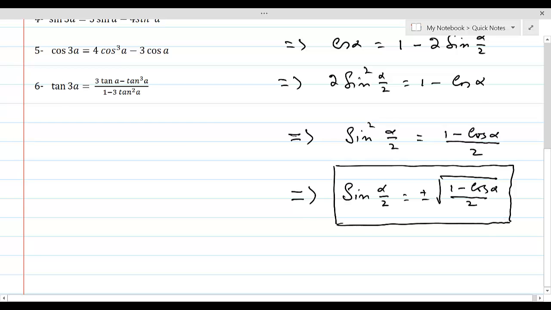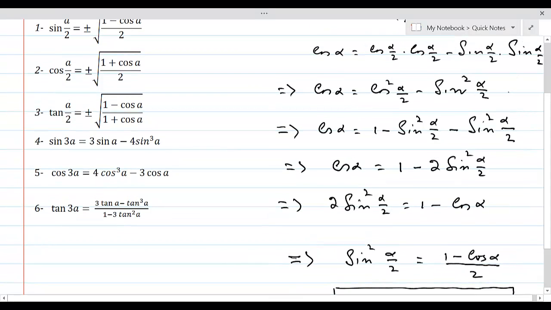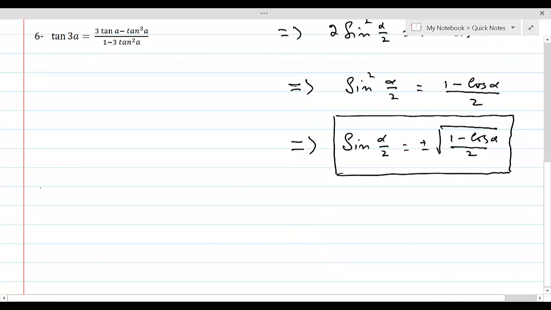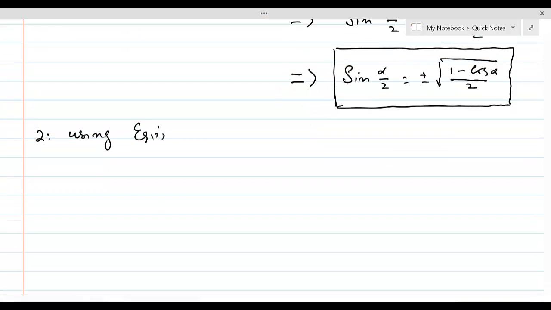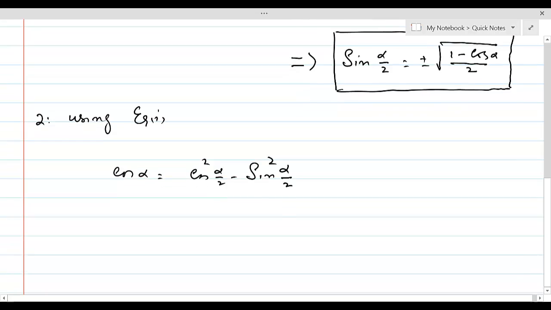Now we will derive the half-angle trigonometric identity for cos using equation number 1, where we proved that cos α is equal to cos²(α/2) minus sin²(α/2). This time we want to derive the half-angle trigonometric identity for cos(α/2). Therefore, we will be changing sin²(α/2) in terms of cos.